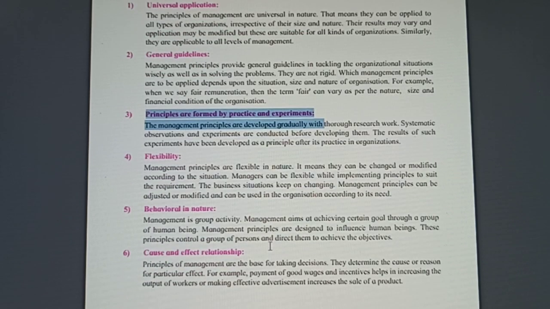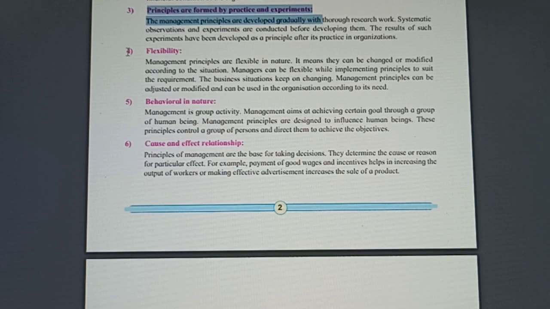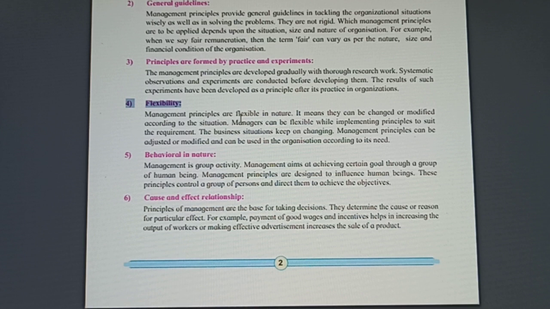That we are thoroughly going to study in the scientific management part. Fourth, flexibility. Flexibility means these principles are not rigid, they are not fixed. Here you can change the principles of management as per your organization, as per your needs. Okay, so this is what is given in this paragraph, flexibility.